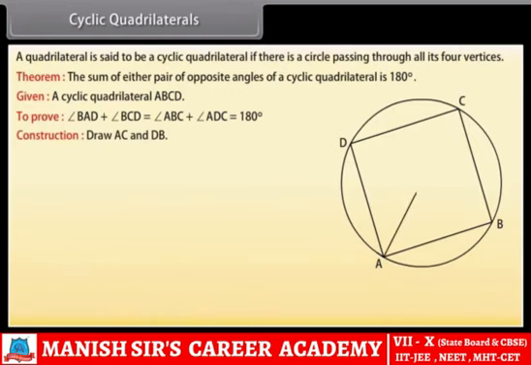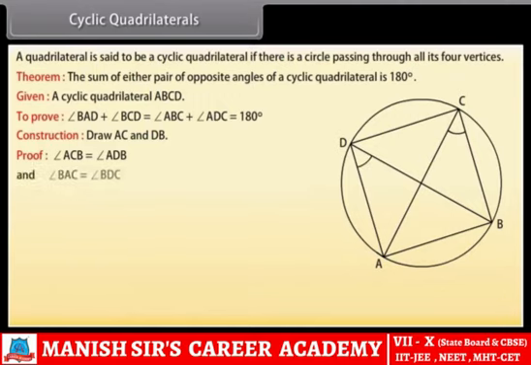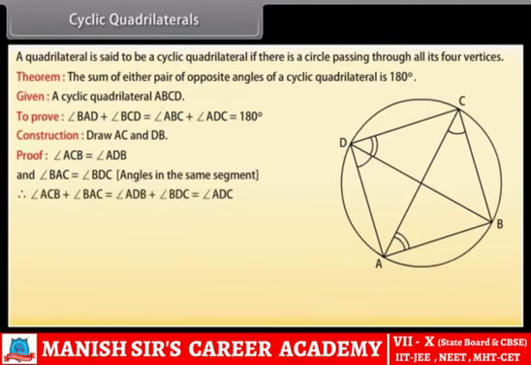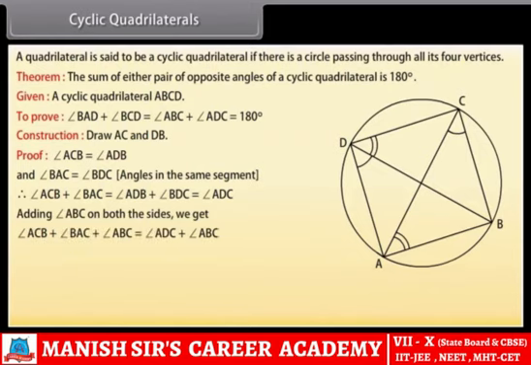Construction: draw AC and DB. Proof. Angle ACB is equal to angle ADB and angle BAC is equal to angle BDC because these are the angles in the same segment. Therefore, angle ACB plus angle BAC is equal to angle ADB plus angle BDC, which equals angle ADC. Adding angle ABC on both the sides, we get angle ACB plus angle BAC plus angle ABC, which is equal to angle ADC plus angle ABC.